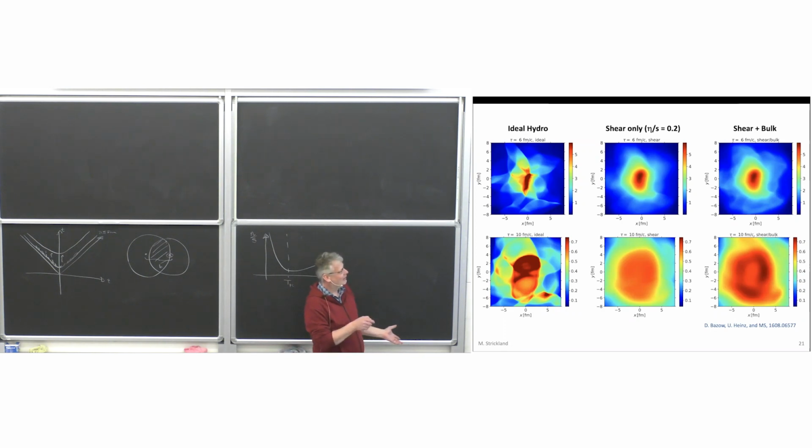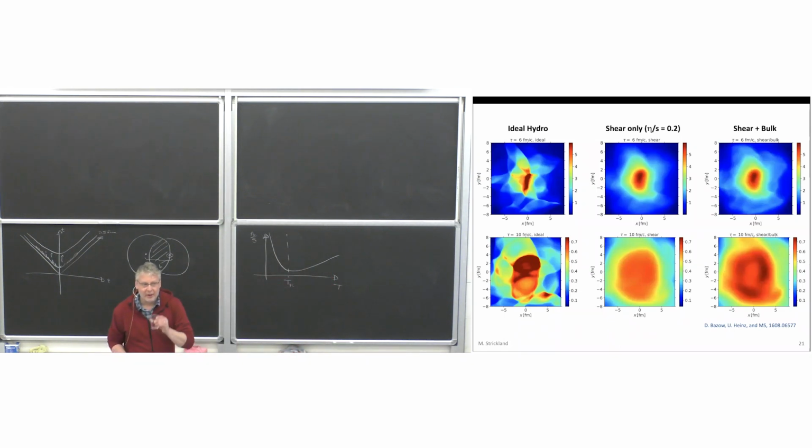You have much higher elliptic flow because of the shock waves. The viscosity smooths it all out. So because of this, the ideal case doesn't describe any data. Questions before I go to the next slide? I'm going to sip some water.